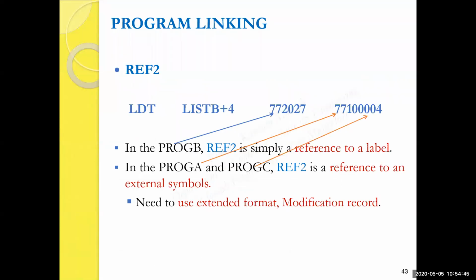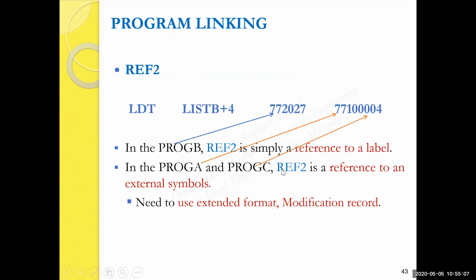So to summarize, since reference 2 involves a reference to the label list B in program B, which is a local reference, the instruction can be assembled using relative mode of addressing in program B. It can be completely assembled and no modification record is required.